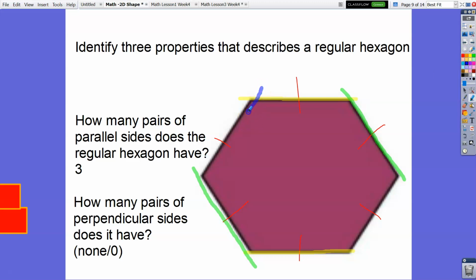And finally, this side here and the other side here are parallel. They will not meet. And 0 perpendicular lines. Take a look at the angles that are formed. These angles are not 90 degrees. Therefore, they are not perpendicular lines.